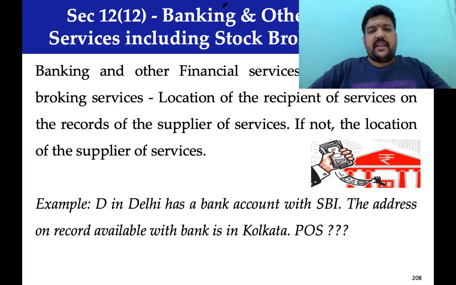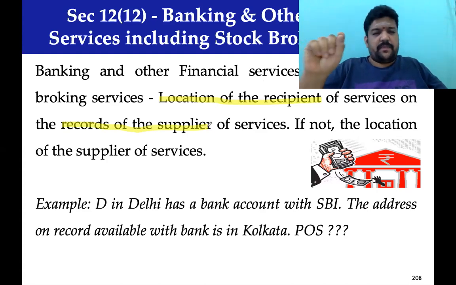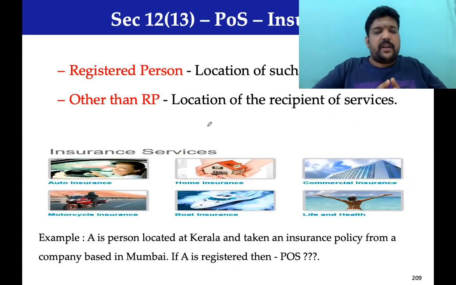Banking and other financial services. In case of banking and financial services, including stockbroking services, the location of the recipient of service as per the records of the supplier will become the place of supply. Financial services is a wide entry. If that recipient is a registered recipient, then it is his address, his GST number. If that recipient is not registered, then it is going to be his usual place of residence. So that is the only difference when it comes to banking and financial services.